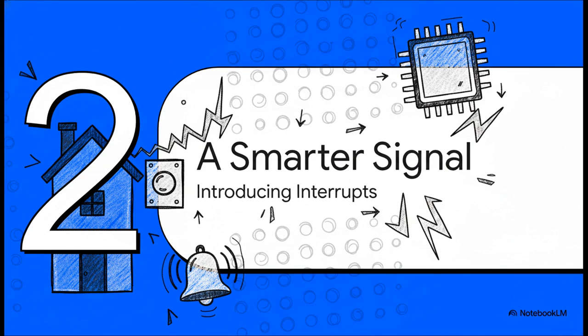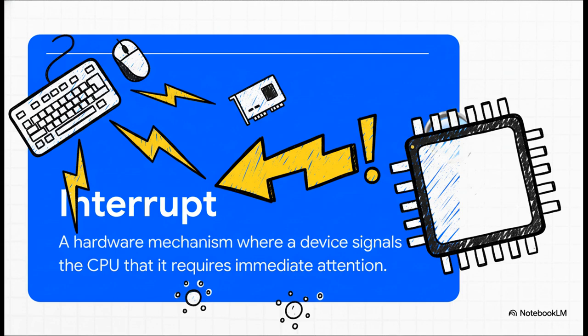Of course there is. Now let's talk about the doorbell method and see how it builds a much smarter system. This way is called interrupts. An interrupt is basically the polar opposite of polling. It's a hardware mechanism. So instead of the CPU constantly asking, hey, you need me? The device itself, your keyboard, your mouse, whatever, sends a direct signal, an interrupt, straight to the CPU. It's like it's yelling, hey, I need you right now.